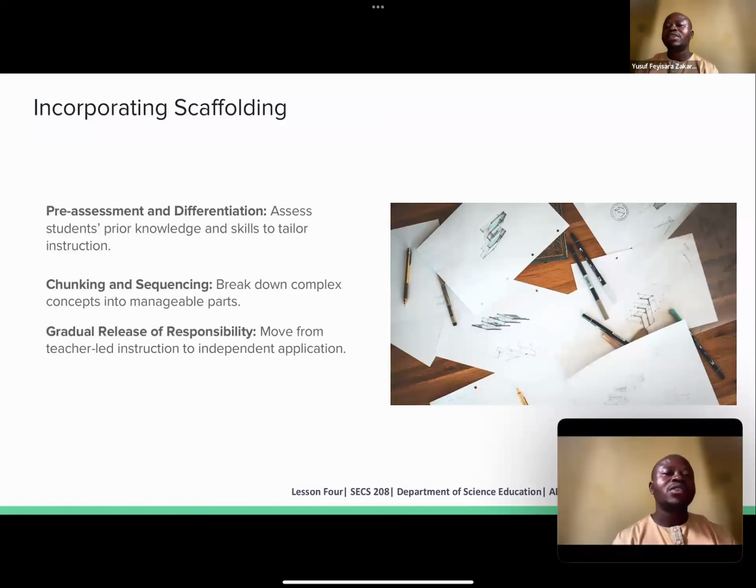So, gradual release of responsibility. You can move from teacher-led instruction to independent application. This is very important, and I think we are also practicing that in our projects. We've treated the topic on rubrics and assessment. Now it's your time to do it. Now do it. Let's see.